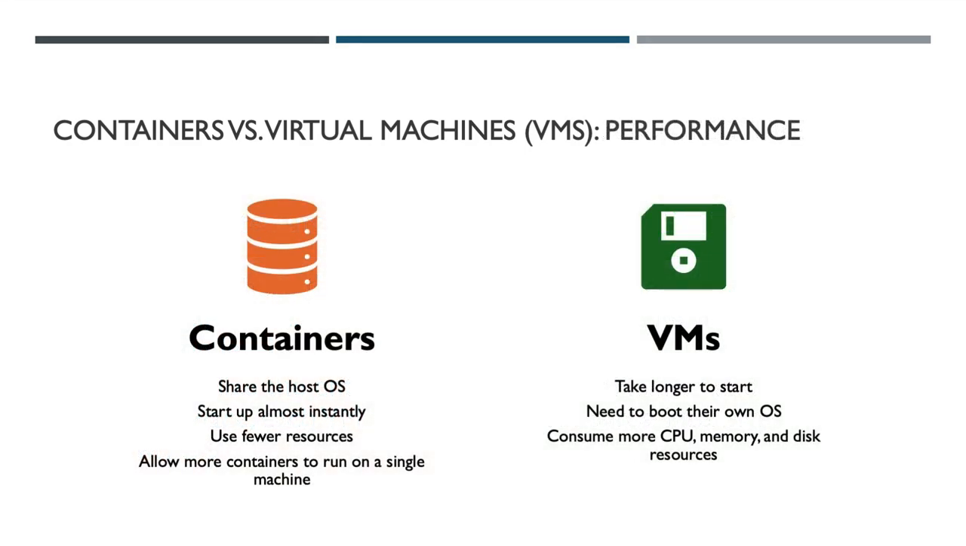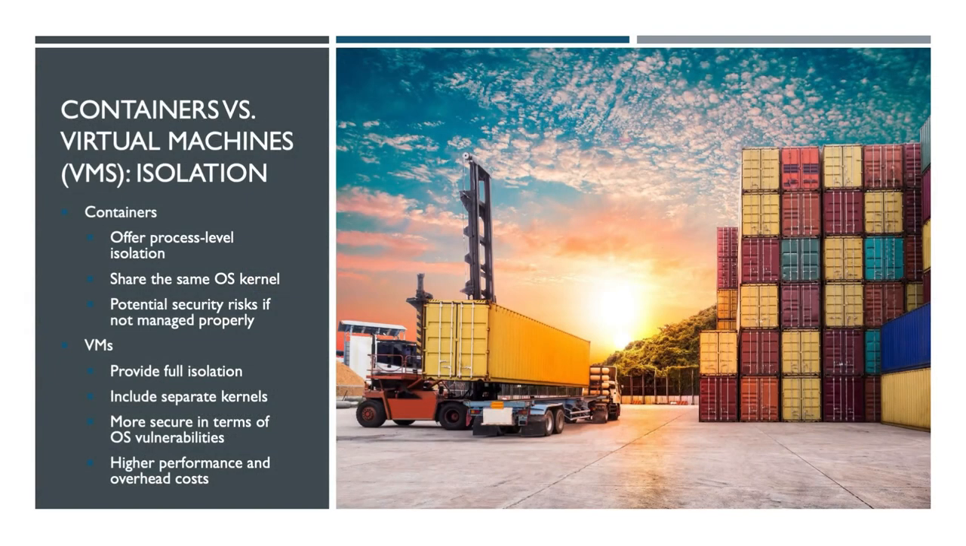Containers share the host OS, start up almost instantly, and use fewer resources, allowing more containers to run on a single machine. VMs, on the other hand, take longer to start, need to boot their own OS, and consume more CPU, memory, and disk resources. Containers offer process-level isolation but share the same OS kernel, which can pose security risks. VMs, on the other hand, provide full isolation with separate kernels, making them more secure but with higher performance and overhead costs.